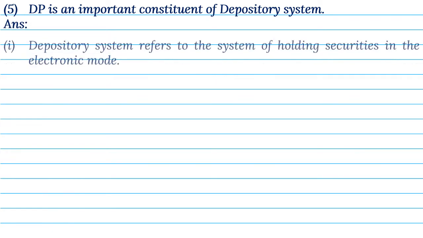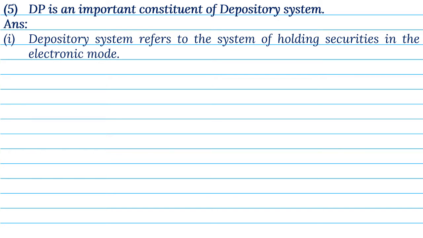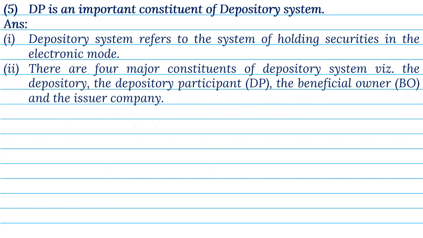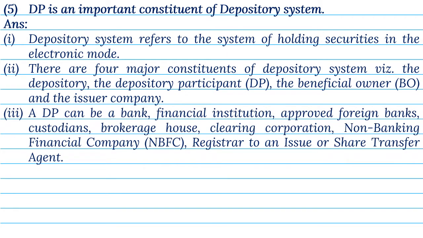Answer. 1. Depository system refers to the system of holding securities in the electronic mode. 2. There are 4 major constituents of depository system, namely the depository, the participant, DP, the beneficial owner, BO, and the issuer company. 3. A DP can be a bank, financial institution, approved foreign banks, custodians, brokerage house, clearing corporation, non-banking financial company, NBFC, registrar to an issue, or share transfer agent.